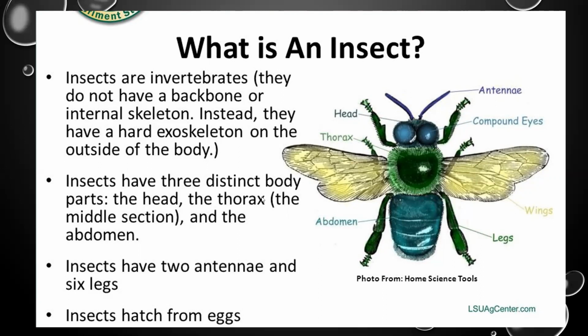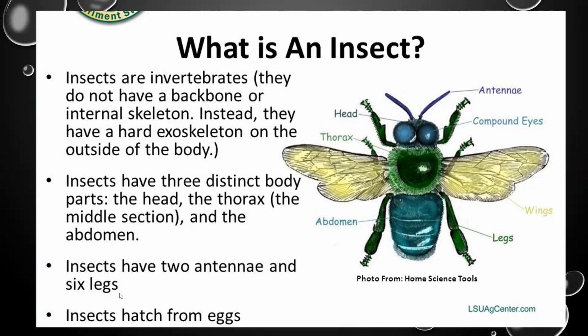Insects have three distinct body parts. They have the head, the thorax, and the last section, which is the abdomen. So this is the head, the thorax, and the abdomen. These are the three distinctive parts of an insect. They have the three main parts: head, thorax, abdomen.